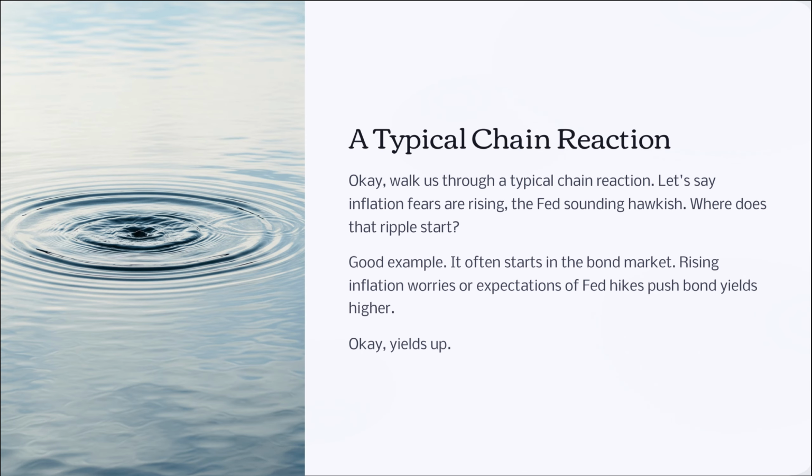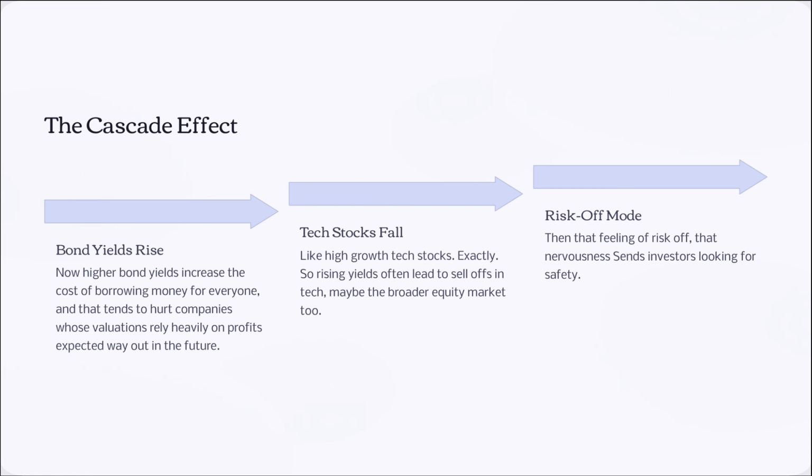Okay, walk us through a typical chain reaction. Let's say inflation fears are rising, the Fed's sounding hawkish. Where does that ripple start? Good example. It often starts in the bond market. Rising inflation worries or expectations of Fed hikes push bond yields higher. Okay, yields up. Now, higher bond yields increase the cost of borrowing money for everyone. And that tends to hurt companies whose valuations rely heavily on profits expected way out in the future. Like high-growth tech stocks. Exactly.